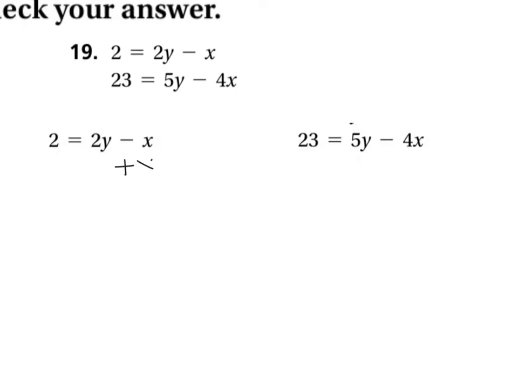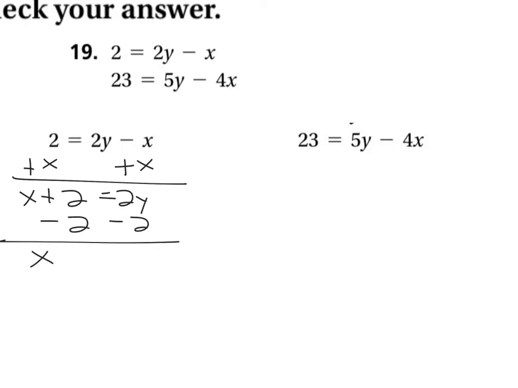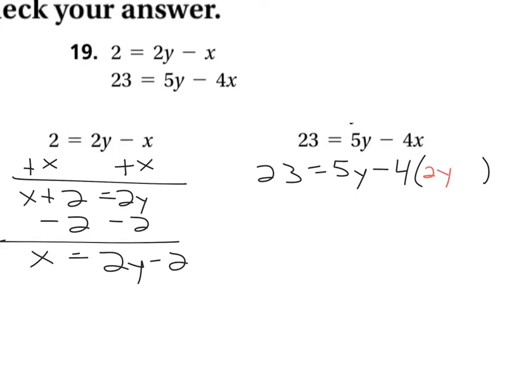I'm going to add x to both sides, and I get x plus 2 equals 2y. And then I'm going to subtract 2, minus 2. And I get x is equal to 2y minus 2. Great. So over here on this equation, I can write 23 is equal to 5y minus 4 times (2y minus 2). And then I can simplify this.